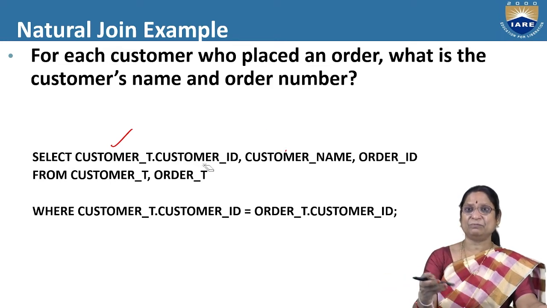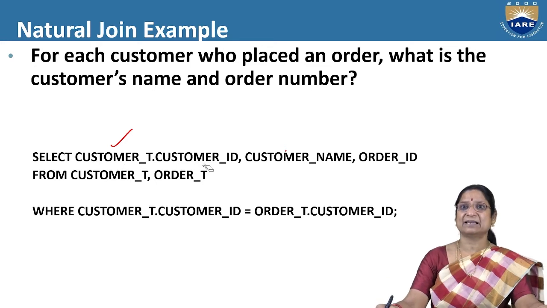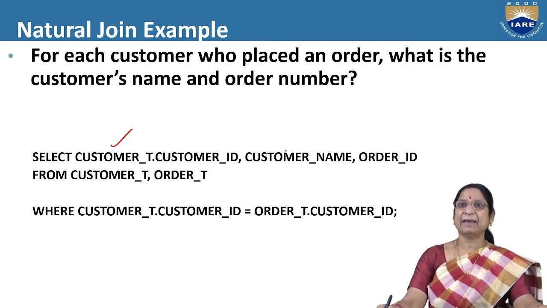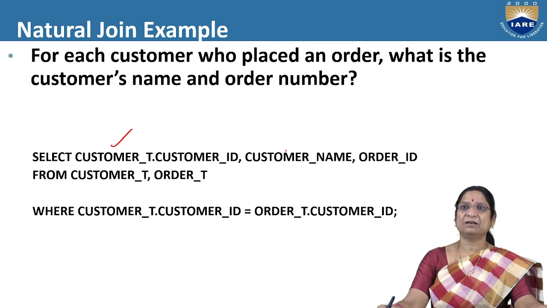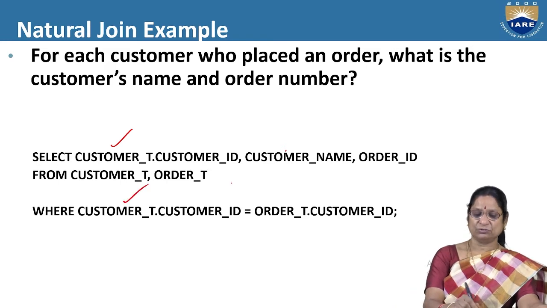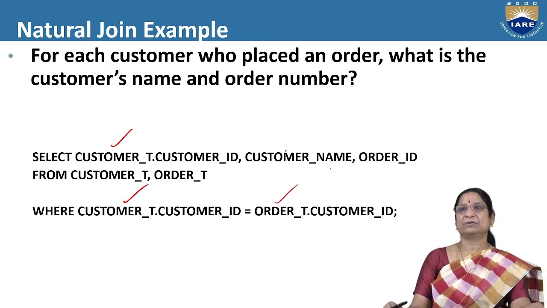But ID is available in both cases. You observe in the previous slide. In both tables, customer ID is there. So that's why we would like to qualify them to avoid the ambiguity. So customer ID, customer table of customer ID, order table of order ID, as well as customer name from customer and order. What is the condition? Customer ID of customer table is equal to customer ID of order.